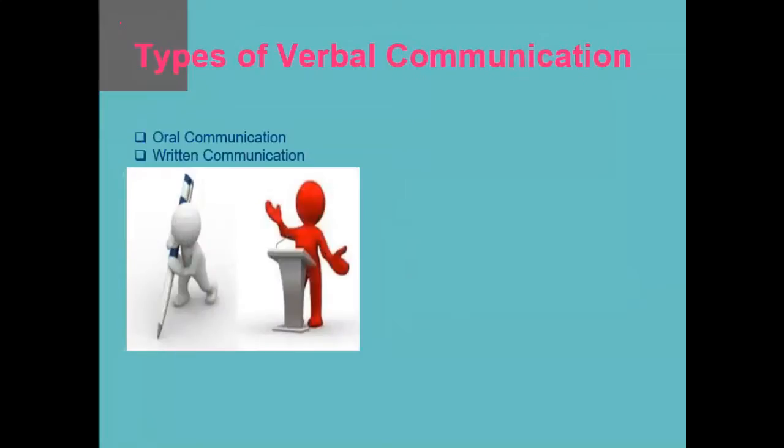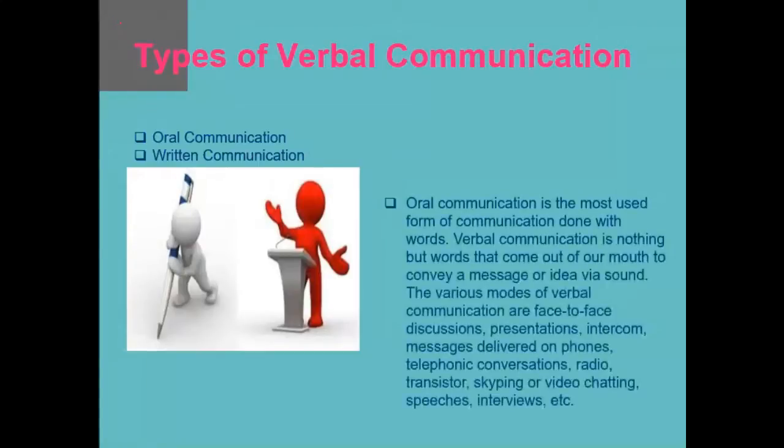So types of verbal communication. We have written communication and oral communication. Oral communication is the most used form of communication done with words. Verbal communication is nothing but words that come out of our mouth to convey a message or idea via sound. The various modes of verbal communication are face-to-face discussion, presentation, intercom, messages delivered on phones, telephone conversations, radio, translators, Skyping or video chatting, speeches and interviews. All these are forms of oral communication because it has to do with words. You communicate with sound. People can hear what you are saying.